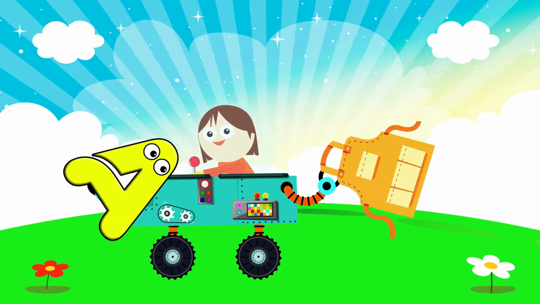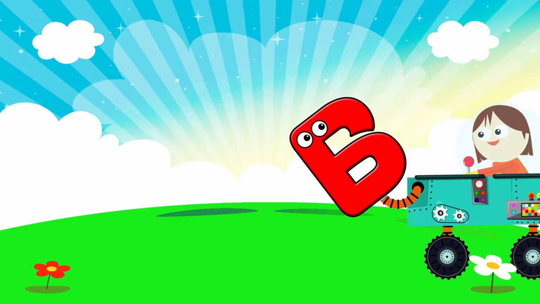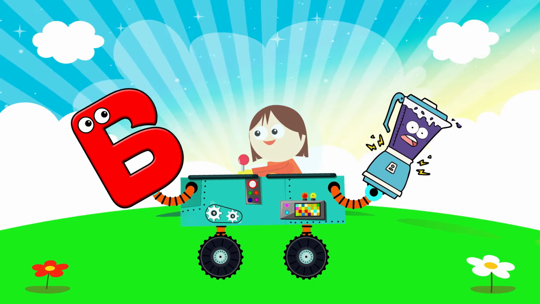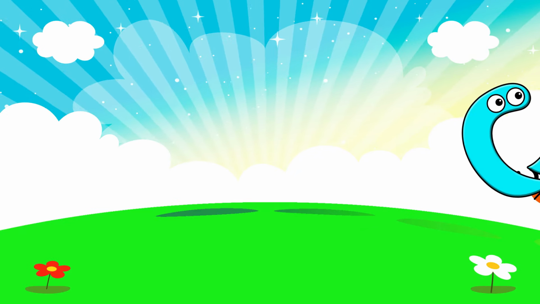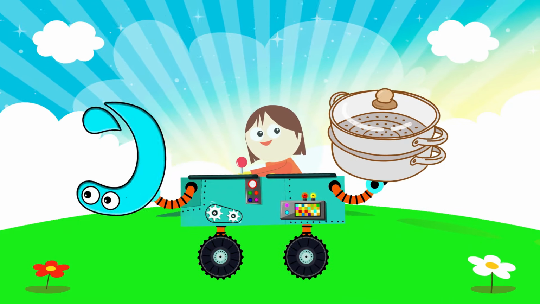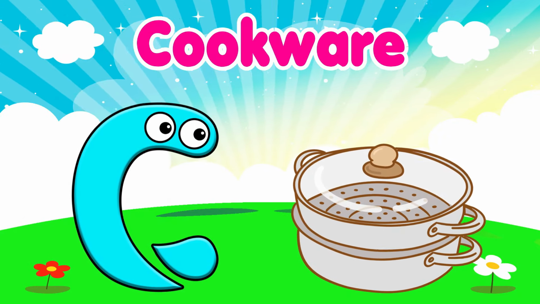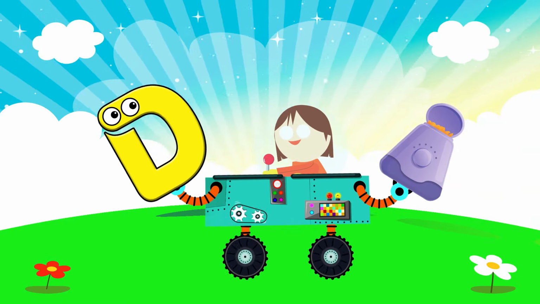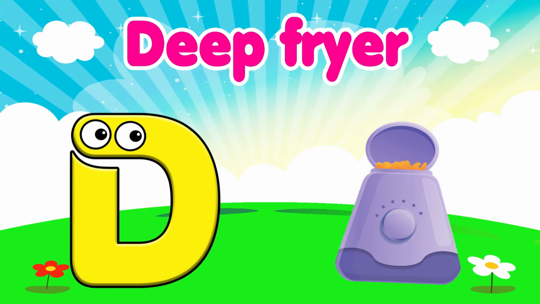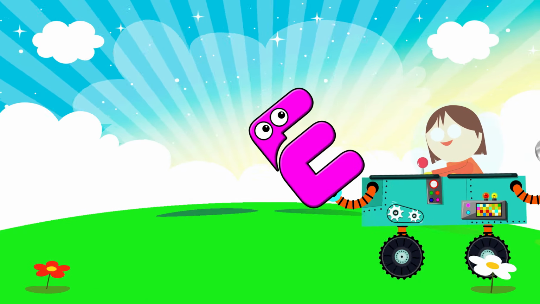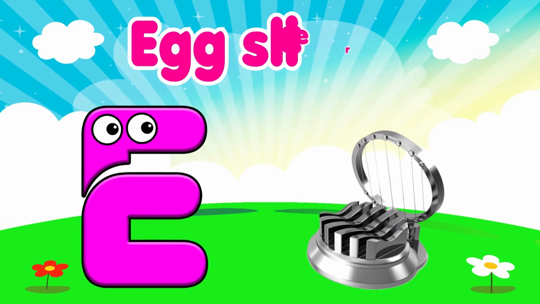A. A for apron. B. B for blender. C. C for cookware. D. D for deep fryer. E. E for egg slicer.